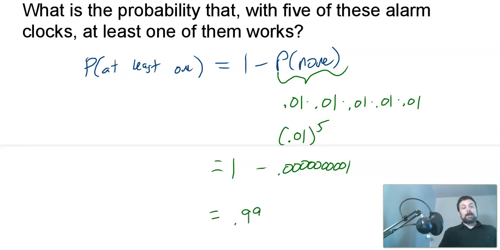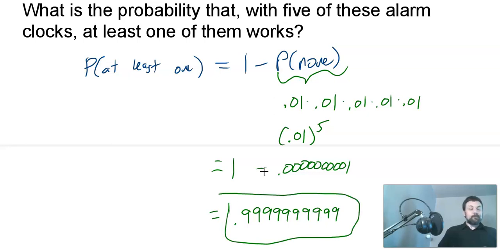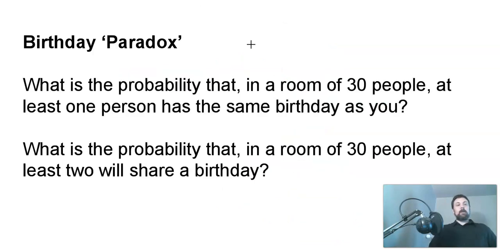It's going to be 0.999999, I think 10 of these: 1, 2, 3, 4, 5, 6, 7, 8, 9, 10. All right. So there's a 99.999999% chance that at least one of your alarm clocks will work. Okay. So that's how that concept works.